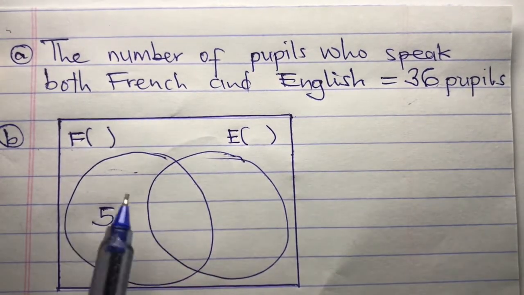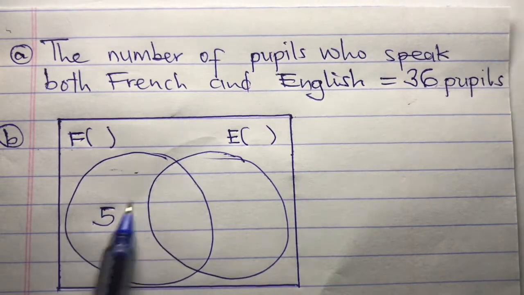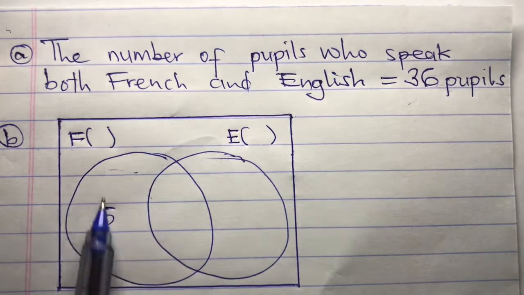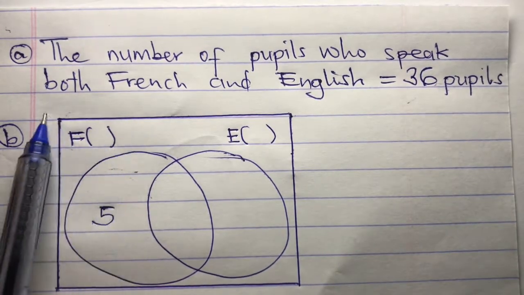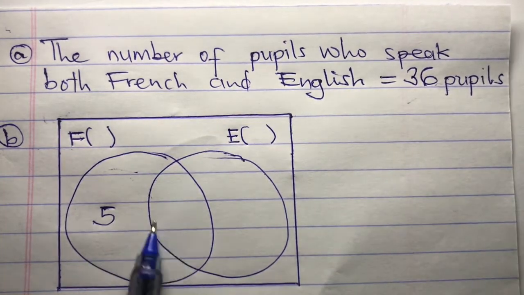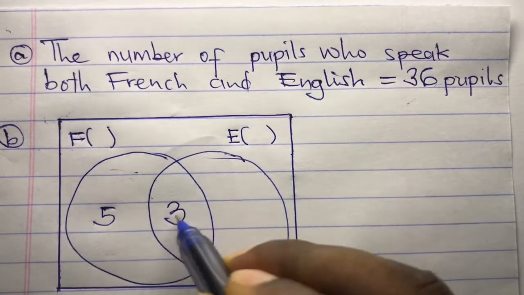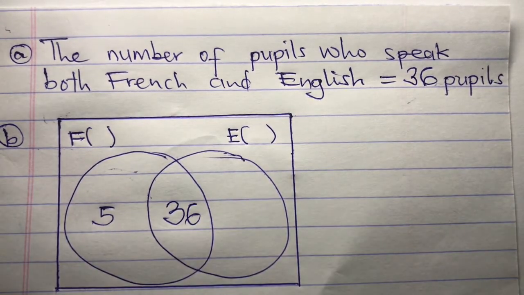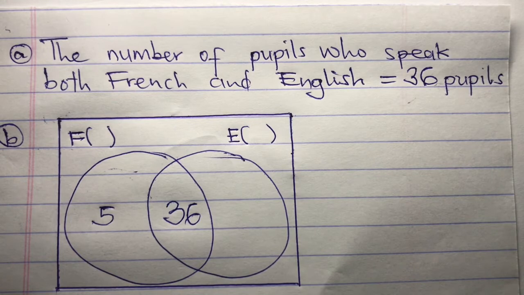Okay, only here from this region to this side. 5, those who speak French only. And then we calculated and found those who speak both French and English to be 36. So both French and English will be the intersection, which is 36. I believe you have followed. Now that we have this, now the B demands that we find the number of people who speak only English.